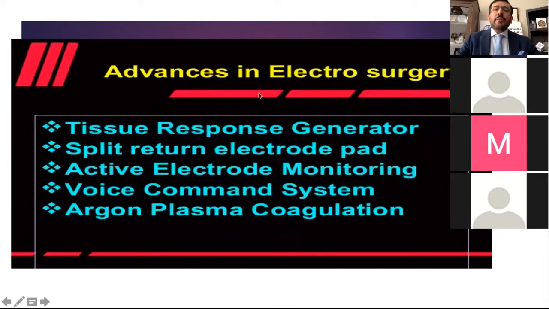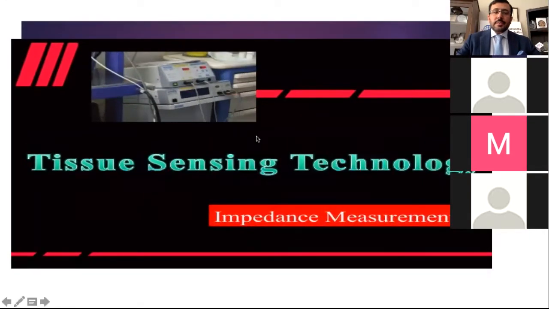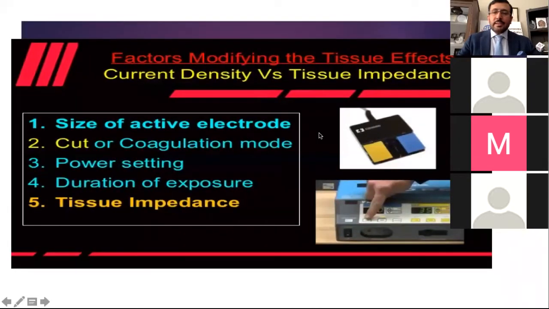So then we will go to advances in electrosurgery. So this is a tissue response generator, split return electrode pad, active electrode monitoring, voice command system, that is also very helpful, and argon plasma coagulation. We can see here tissue sensing technology also we have. With this we can detect, and now we get easier and better results for us.